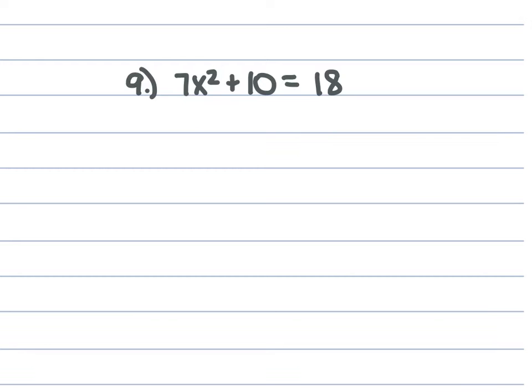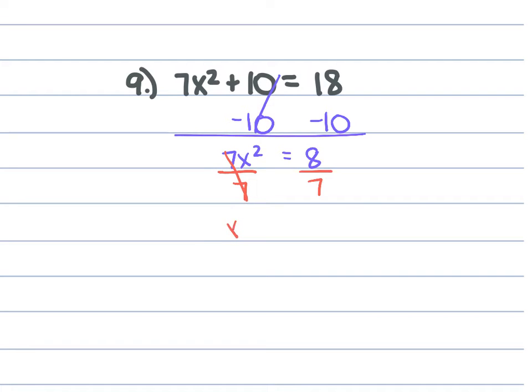For 9, we have 7x squared plus 10 is equal to 18. We're going to subtract that 10 from both sides. So we have 7x squared is equal to 8. From here, we divide each side by 7. We get x squared is equal to 8 over 7. We take the square root of both sides. That 8 is 4 and 2. The 4 is 2 and 2. The 7 is just 7 and 1. So the two 2's pair up.